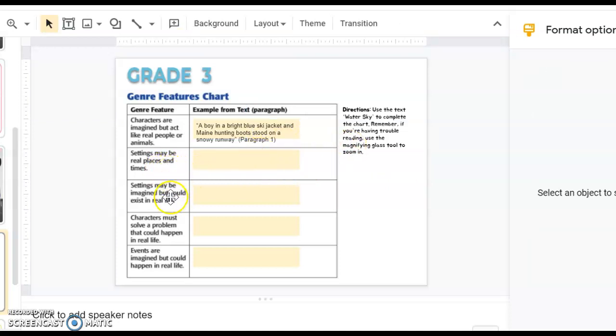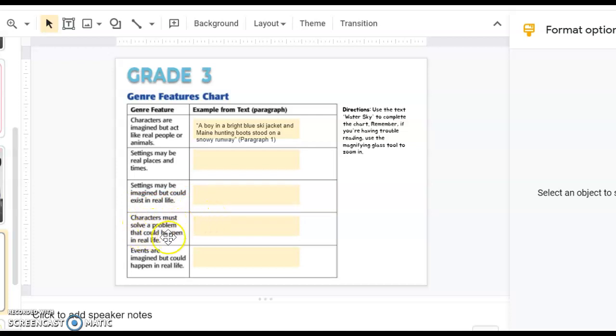So let's take a look at some of the other features that you're going to be looking for today. Settings may be real places and times. So this means that the locations are real locations that you could find on a map. So not something like Hogwarts, which we know is a fictional place. Settings may be imagined, but could exist in real life. So once again, Hogwarts probably doesn't exist in real life.